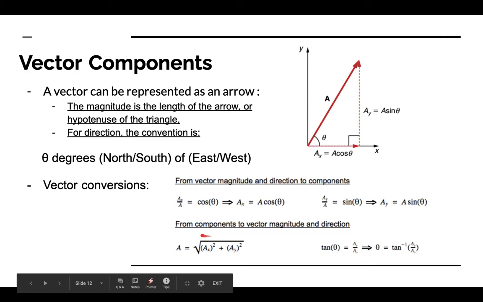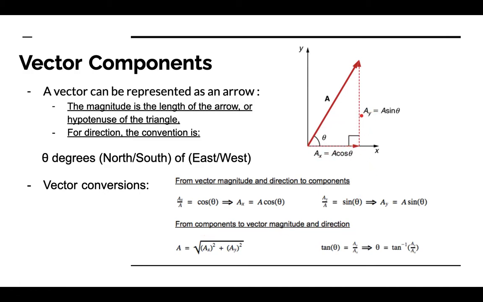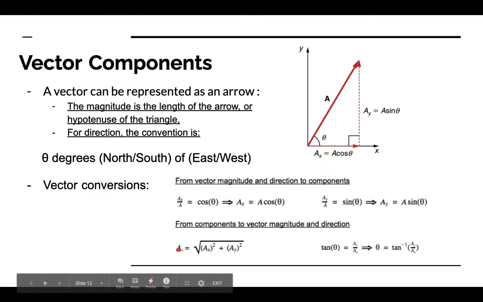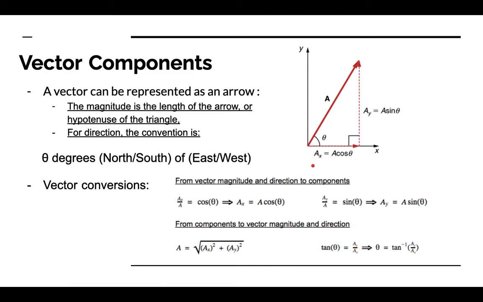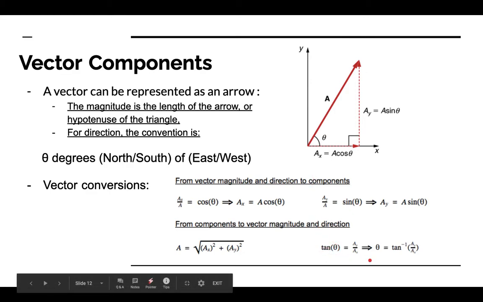Now if we want to go from components to magnitude and direction, say we're given Ax and Ay, and we want to determine our vector magnitude and our direction, the magnitude can be found by applying the Pythagorean theorem. So our hypotenuse, the magnitude of our vector, is equal to the square root of Ax squared plus Ay squared. And our direction can be found by noting that if we divide Ay by Ax, that's opposite divided by adjacent, which is equal to tangent of theta. So our angle theta is going to equal the arctangent of Ay over Ax.